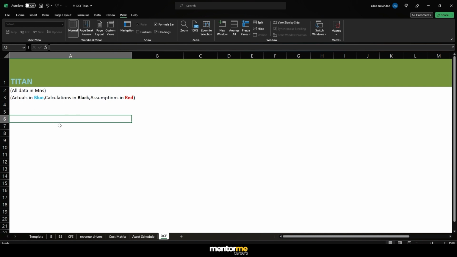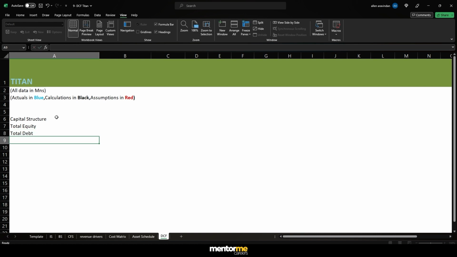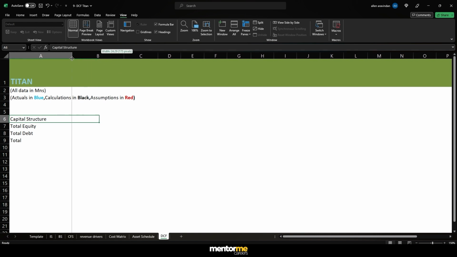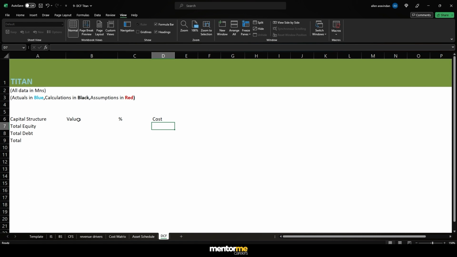Now before that, of course, you need to write down the various values. In any model, whenever you're doing DCF, first start with writing the capital structure. So write down whatever the equity values are: total equity, total debt. Then you'll total it out. So let me just put this column out here. Now you can write values here, then you can write proportion here, and you can also write the cost.